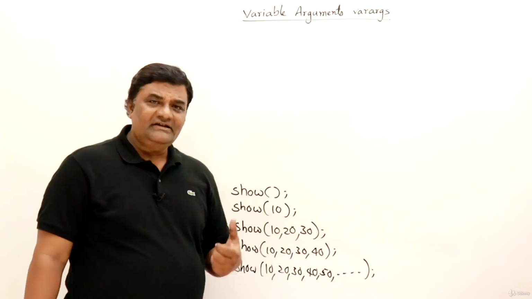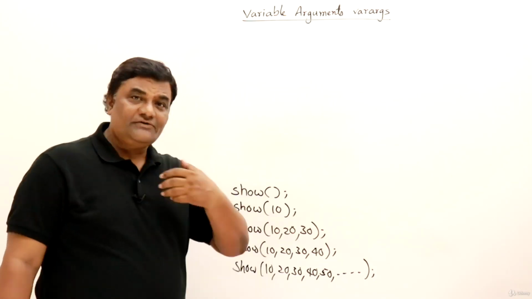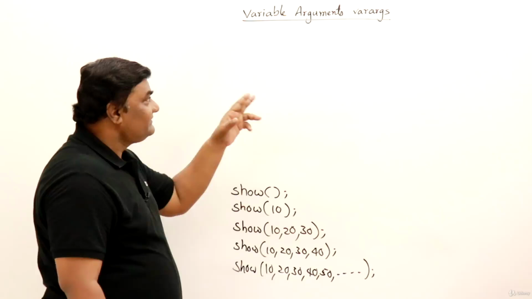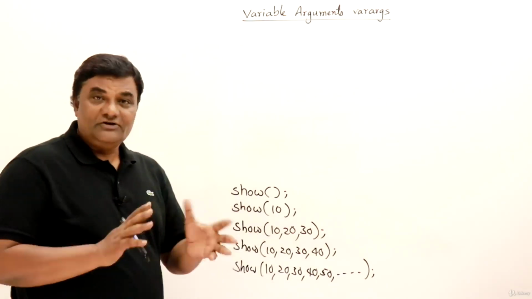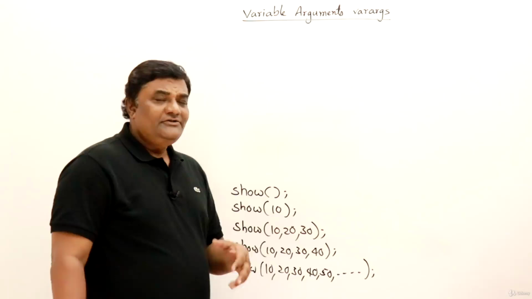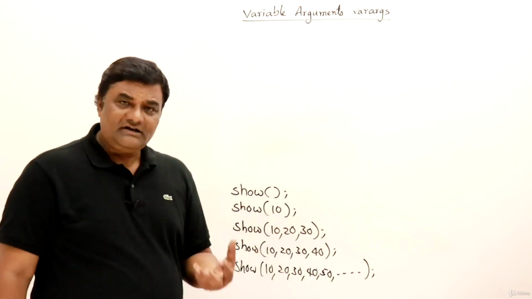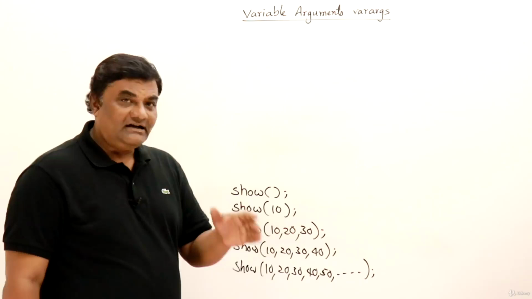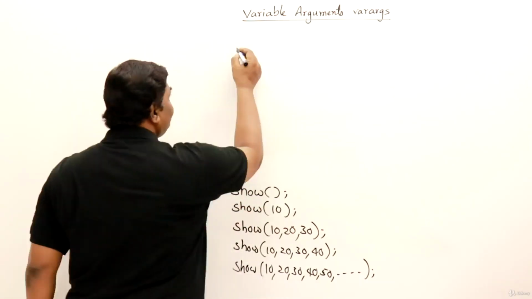But is there any other way that I write only one method and it should work for all the number of parameters? Yes, that is nothing but variable arguments, variable number of arguments, not a fixed amount of arguments. Usually a method takes a fixed number of arguments. Always we have to pass those many arguments. But here, variable arguments. So let us see how to write this method.